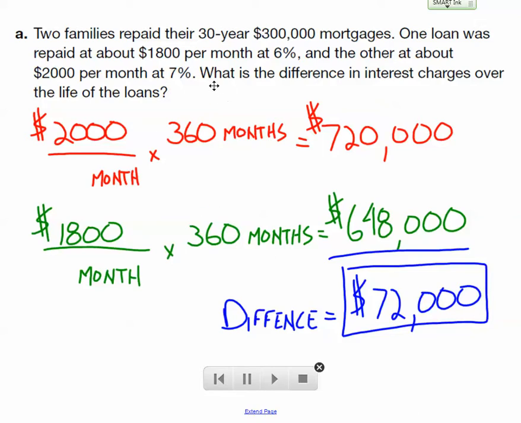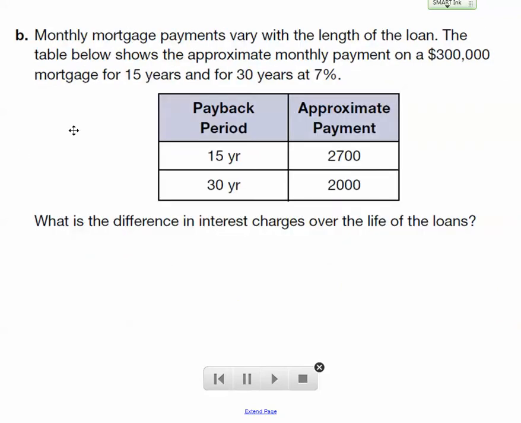But that's over the course of 30 years. I mean, it is a lot of money. So 1% does make a big difference. And remember that the mortgages were only for $300,000. So, assuming that's the price of their home, they actually end up paying more than double what the house is worth over the course of that loan. So mortgages are very expensive, but very necessary because not everybody's got $300,000 lying around that they can plunk down for a house.